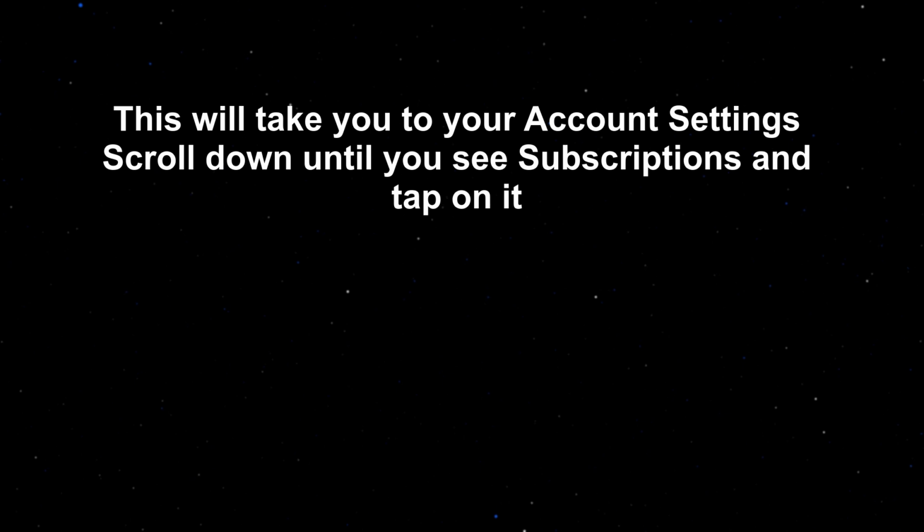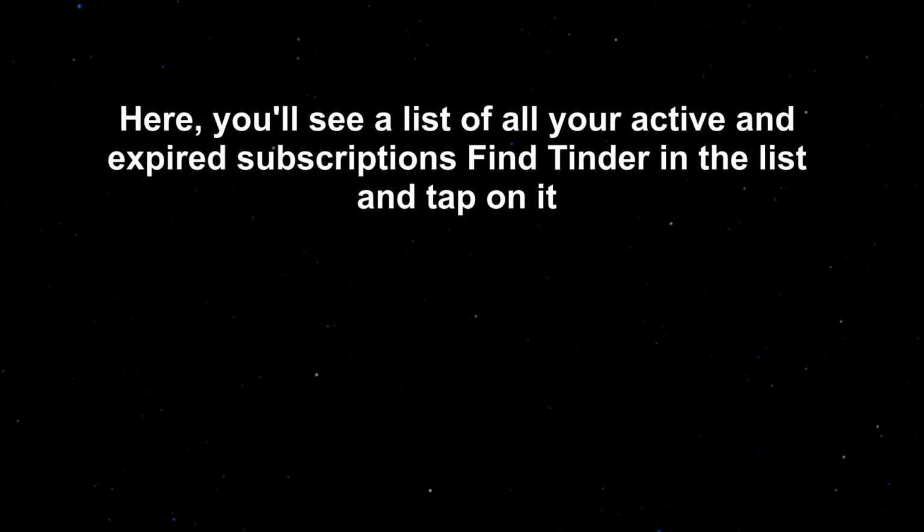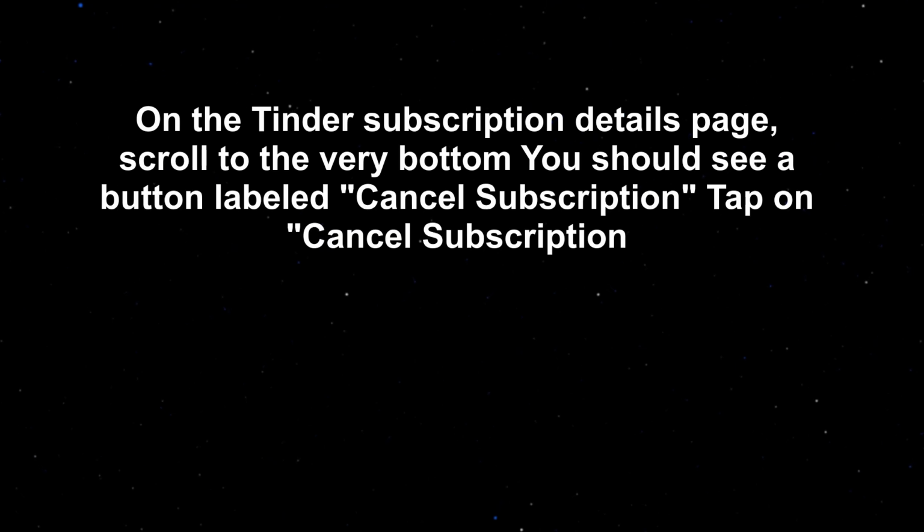Scroll down until you see Subscriptions and tap on it. Here, you'll see a list of all your active and expired subscriptions. Find Tinder in the list and tap on it. On the Tinder subscription details page, scroll to the very bottom. You should see a button labeled Cancel Subscription.